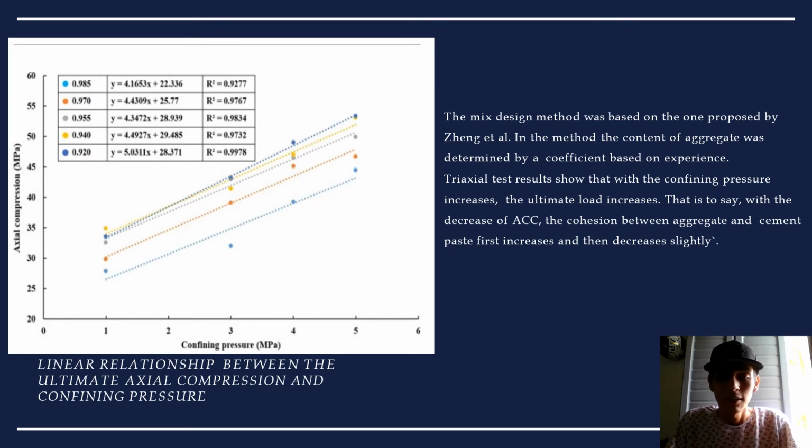That is to say, with the decrease of ACC, the cohesion between aggregate and cement paste first increases and then decreases slightly. Therefore, the strength of pervious concrete will not obviously increase as the ACC ratio decreases, namely, there is an optimal value of ACC.